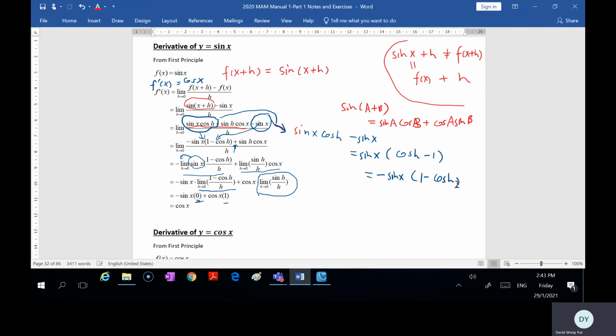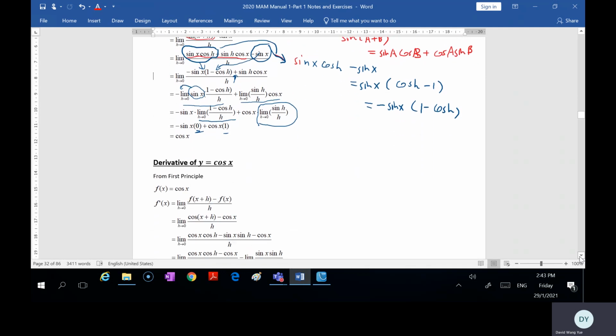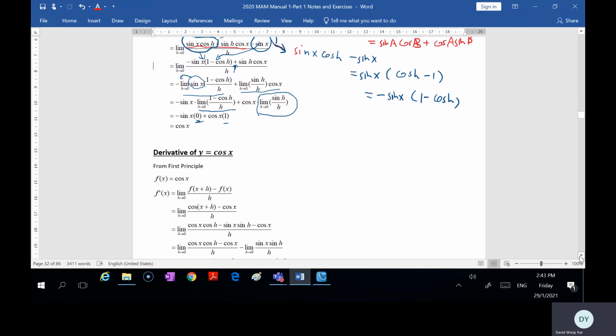And you can see, if I don't know the limit of sine h over h, and the limit of (1 minus cosine h) over h, you cannot get the derivative. That's why in the previous investigation, we spent so much time, using a few different methods to prove their limits.